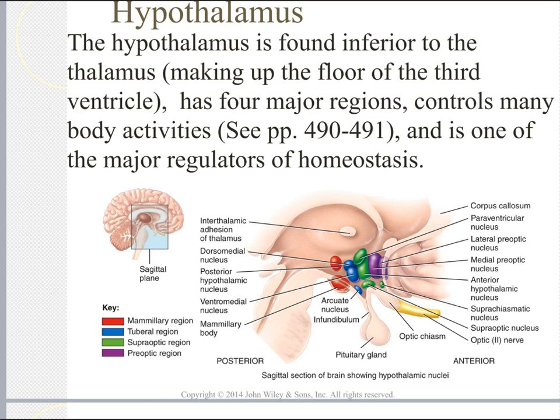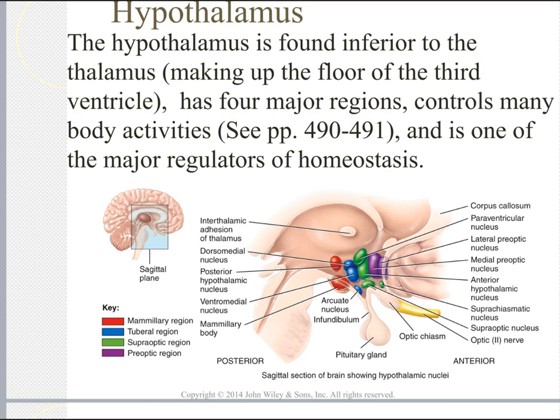The next portion is the hypothalamus. So we hinted at this a few seconds ago. It's found inferior to the thalamus, again, hypo meaning below. It makes up the floor of the third ventricle. It has 4 major regions. This is going to control many body activities. So look at pages 490 to 491 to really identify what those are. We're not going to go into too much detail now, but when we do the endocrine system in AP2, we will cover this in much more detail. And it is, again, the master of all masters and major regulator of homeostasis.